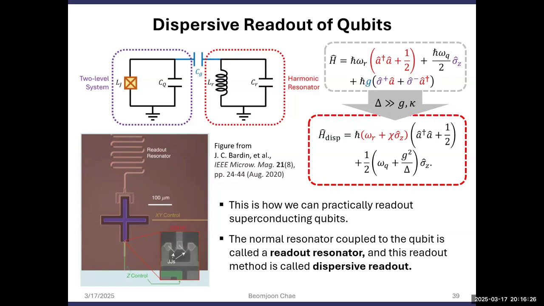The resonant frequency shift of the harmonic resonator is called dispersive shift. So this kind of readout scheme is called a dispersive readout. And since the normal resonator is used to read out the qubit, it is also called a readout resonator.